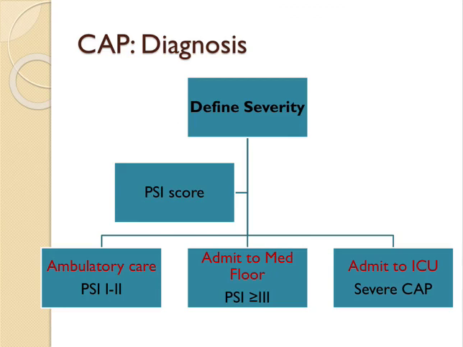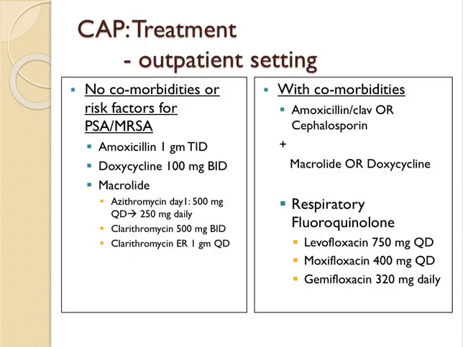So it is recommended that patients that have an index of 3 or more on the Pneumonia Severity Index are admitted to the medical floor, and the patients that meet the definition for severe CAP are admitted to the ICU. And now we're going to switch gears and talk about the treatment. So the first portion would cover the treatment of community-acquired pneumonia in the outpatient settings.